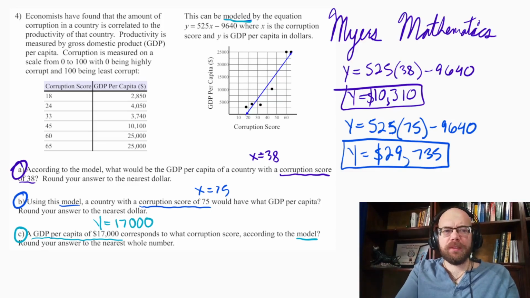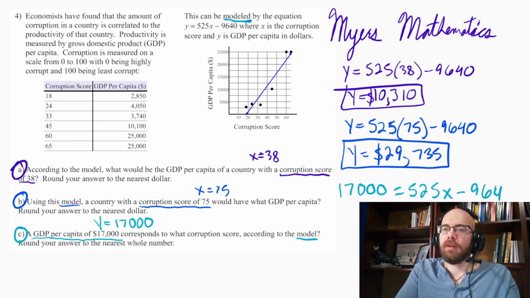So, I got the sniffles. All right, so then y is equal to 17,000, and that's equal to 525. We're not plugging anything in for x. We're solving for x. Minus 9640. Now we have to actually do some solving here.